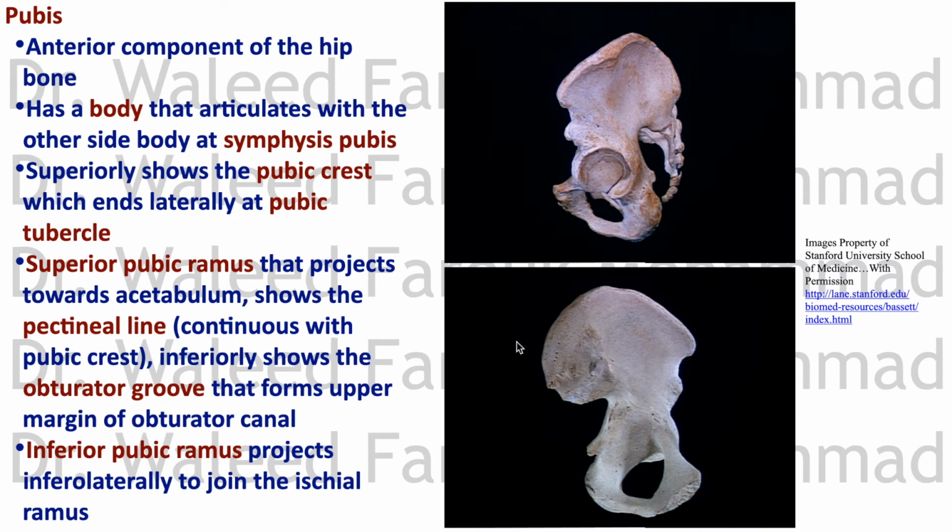Okay, so this is the pubis. As you can see here, this is the pubic tubercle. This is the pubic crest. See the pubic crest? Okay, this is from a lateral view. Now you can identify two rami for the pubic bone, the superior pubic ramus and the inferior pubic ramus. The superior pubic ramus, observe that it forms the obturator groove that forms the upper part or the ceiling of the obturator canal for the passage of obturator vessels and nerve.